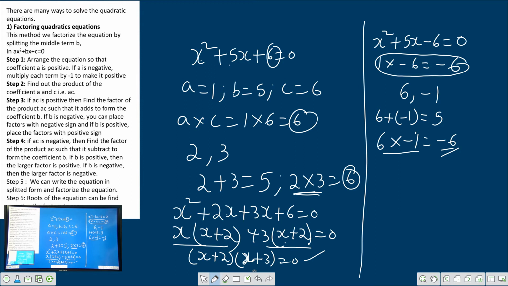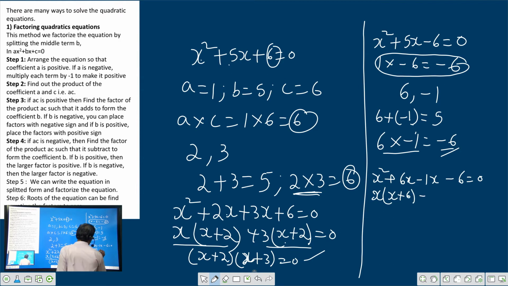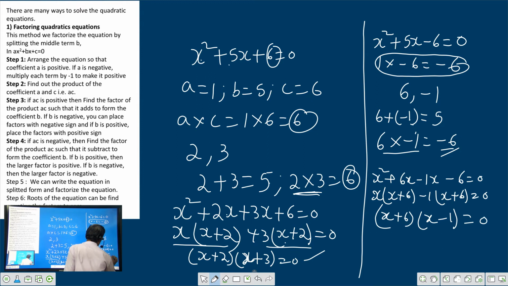Correct? That's why, what are the factors? 6 and minus 1. That's why I write this one. You put x square plus 6x minus 1x minus 6 is equal to 0. So once again, what is common? x is common. Here minus 1 is common. That is common. Means x into x plus 6, minus 1 into x plus 6, equal to 0. Once again, what is common in these two? x plus 6 is common, remaining is x minus 1, is equal to 0.